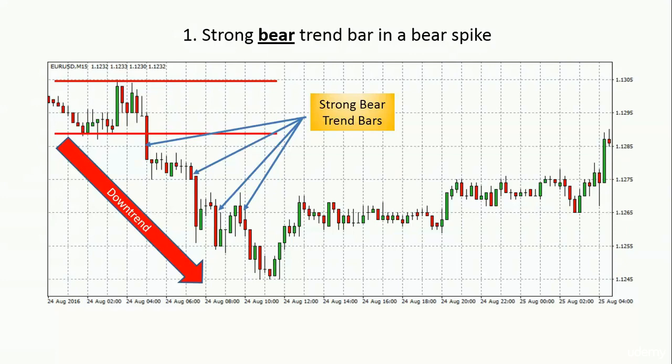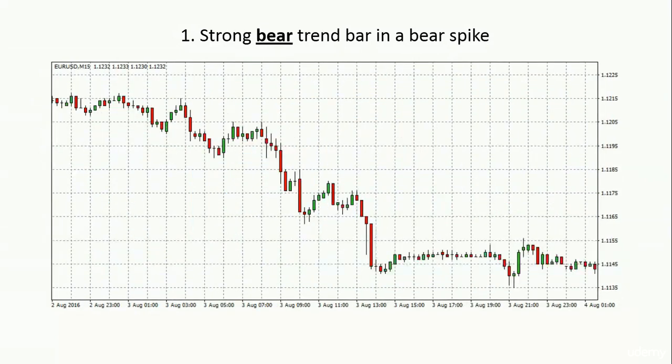The strong bear trend bars indicate that sellers have already shown their strength and that they are willing to sell aggressively on any pullback. On the other hand, bulls will step aside in such a situation and will not consider buying again until there is a good and very strong signal that the price is bottoming.